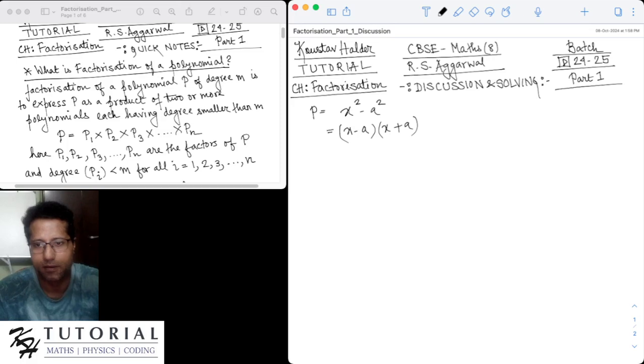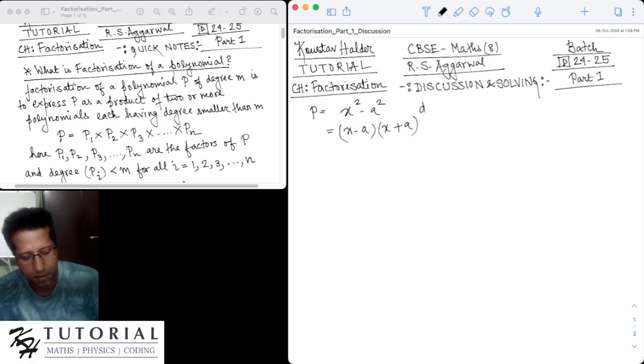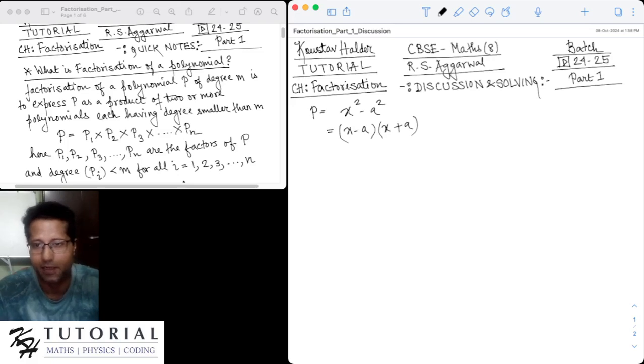And also notice that the degree of the polynomial, I am denoting the degree by the letter d with a subscript p. So by d subscript p, I mean that it is the degree of the polynomial P. So this is my convention. It is not any standard convention used in the book. This is my convention just to facilitate the discussion. We can see that the degree of the polynomial x square minus a square is 2. Now also see that the degree of these two algebraic expressions, x minus a is 1 and x plus a is also 1.